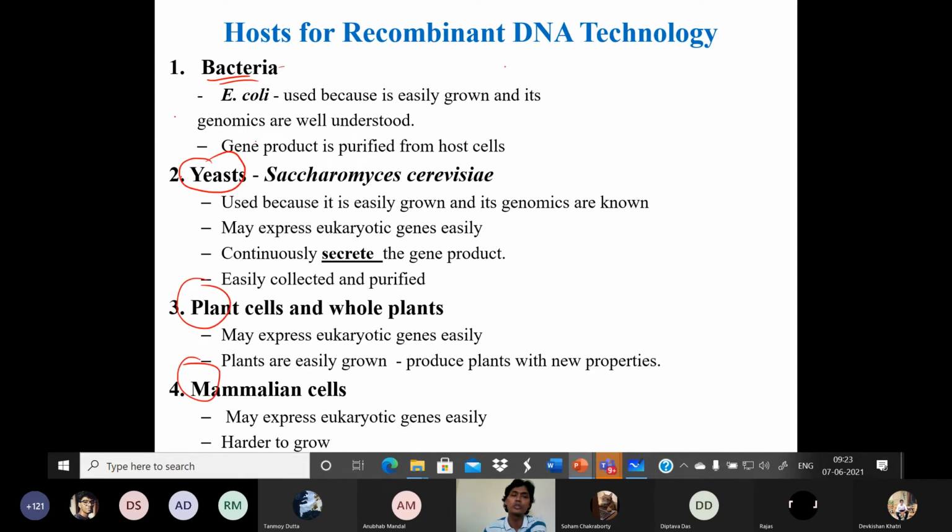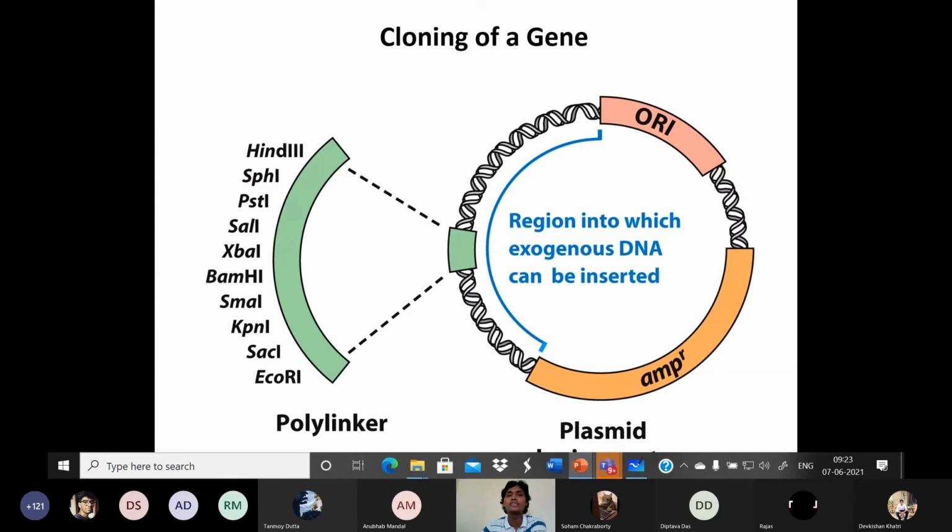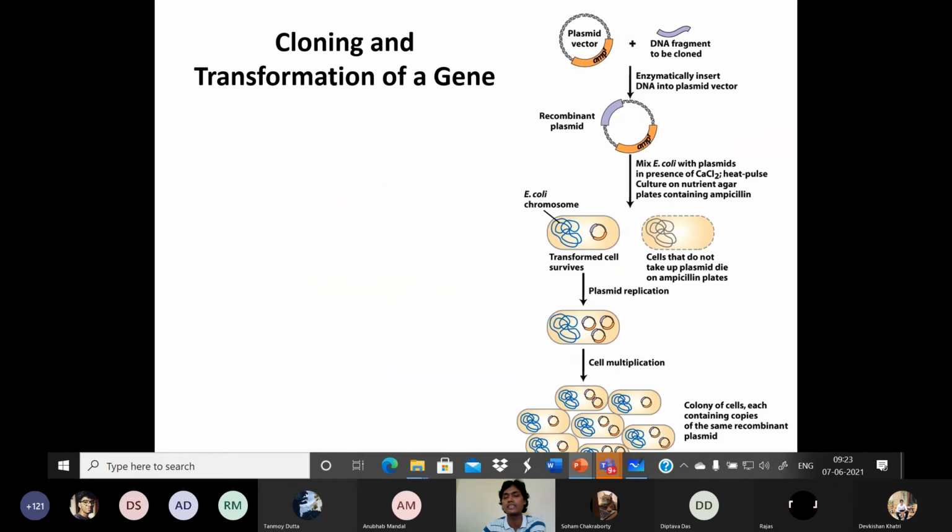And apart from bacteria, some other organisms we also use in our lab as host, like yeast, plant cell, mammalian cell. You don't need to understand. This is more complex, but yes, all foreign proteins, you cannot make in bacteria. Sometimes you need to use some other host cell in order to get some recombinant protein. And this is cloning site. That means some plasmid, how it looks like. I have taken from some textbook. And here, this is the cloning method, some schematic diagram, which I already explained, cloning and transformation of a gene.